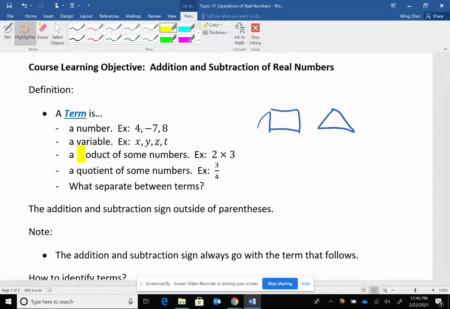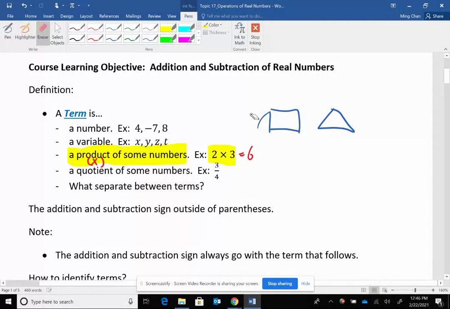Now, the definition gets a little bit tricky here. A term is also considered a product of some numbers. My example here is 2 times 3. You see two numbers, but the word product means multiplication. A multiplication between anything is only considered one object. 2 times 3 is equal to 6. 6 is a number, 6 is a term, and the 6 comes from the 2 times 3. So the entire 2 times 3 is considered one term. Multiplication between anything is one term.